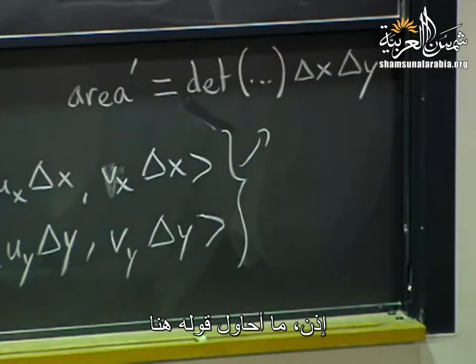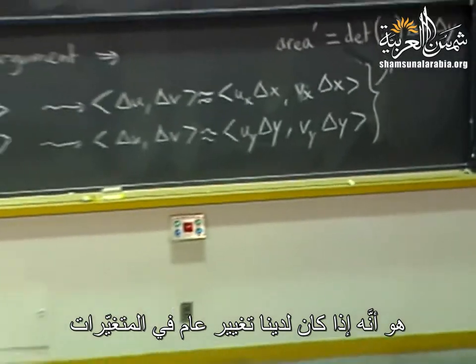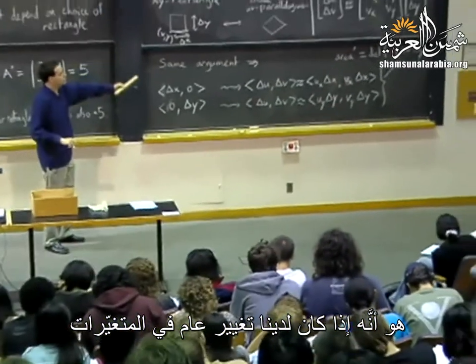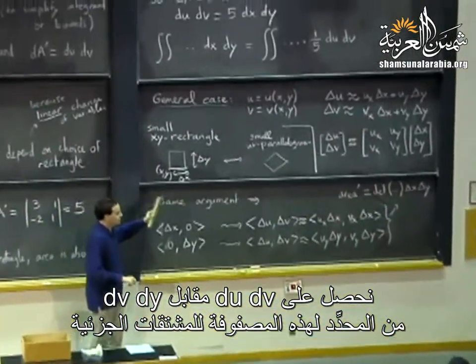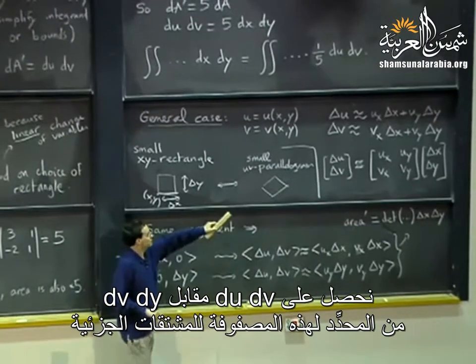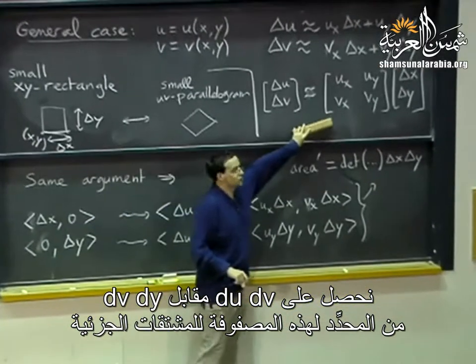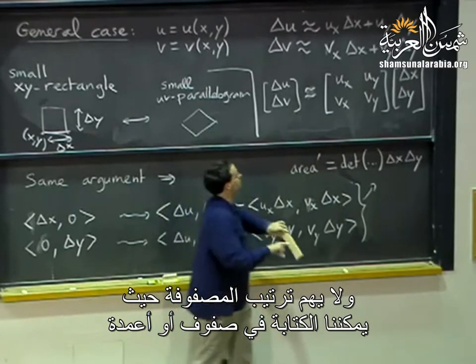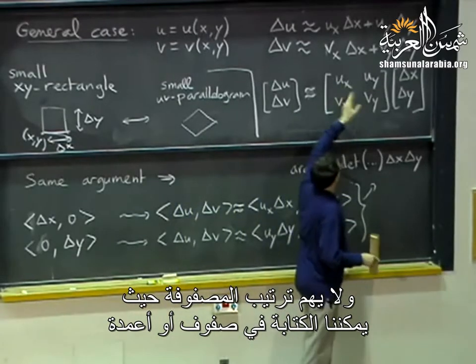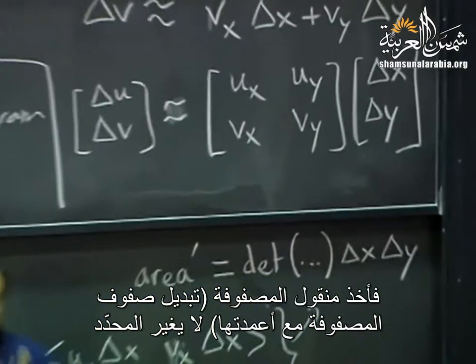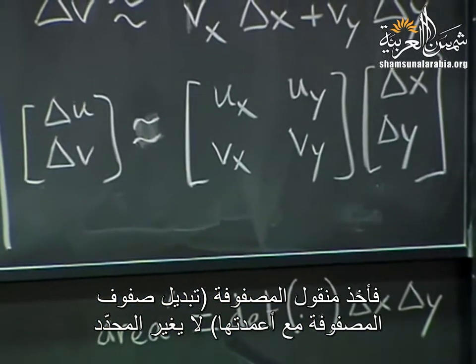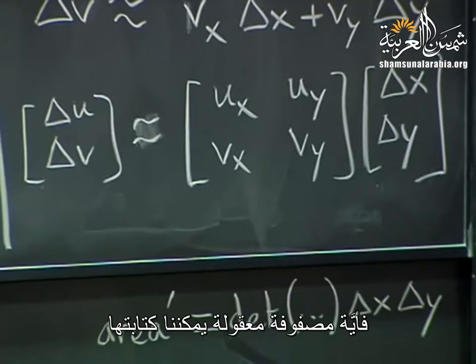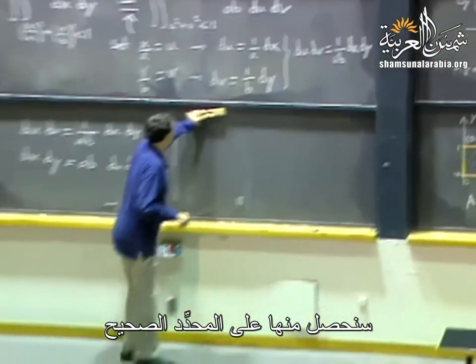And so what I'm trying to say is that when you have a general change of variables, du dv versus dx dy is given by the determinant of this matrix of partial derivatives. Okay, it doesn't matter in which order you write it. I mean, you can put it in rows or in columns. If you transpose a matrix, that doesn't change the determinant. Any sensible matrix that you can write will have the correct determinant.